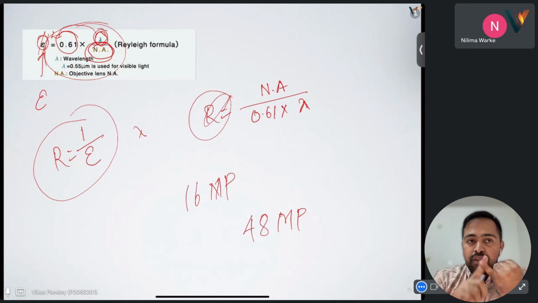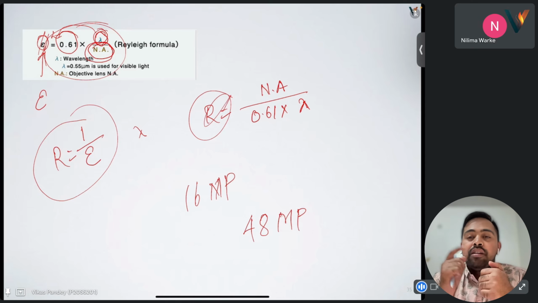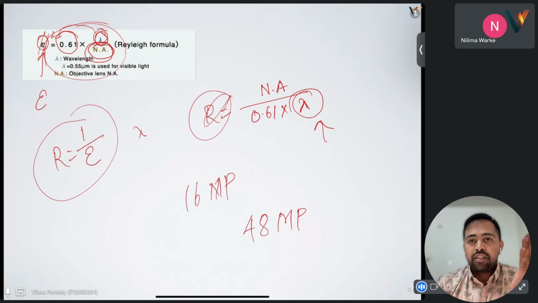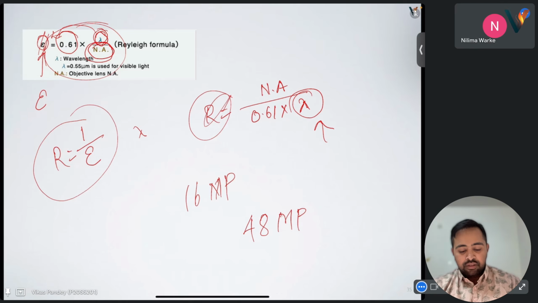So it will depend on numerical aperture as well as light. You might have seen that some cameras use IR light, infrared light, for better visibility, even during night time. We can see the things. So that is again this lambda, the wavelength. Infrared is having lower wavelength, right? Yes. So we are going to lower wavelength for better resolution. Higher resolution.